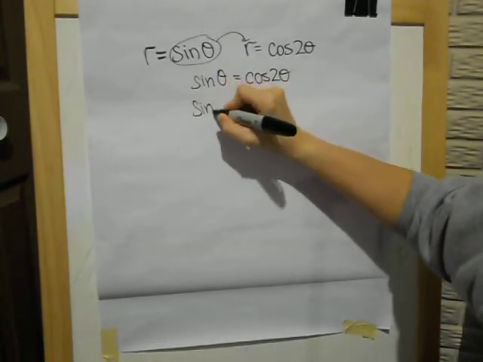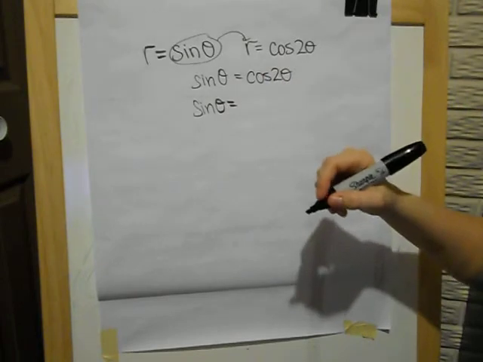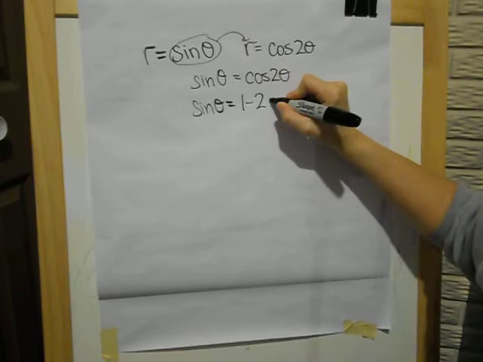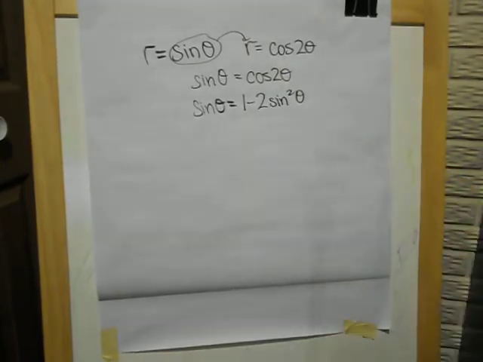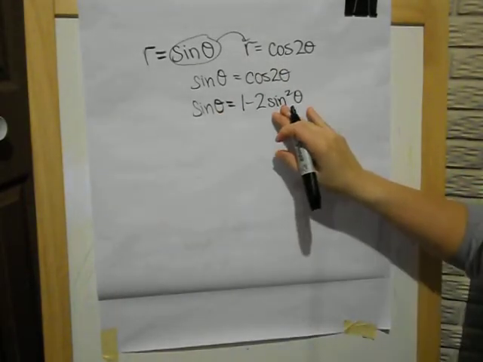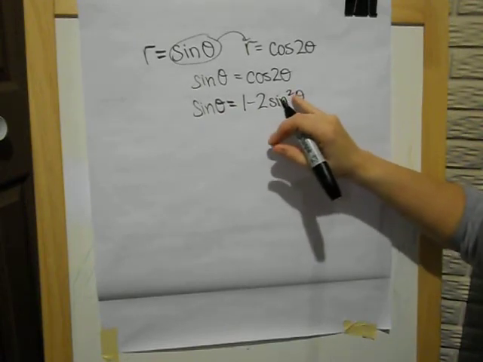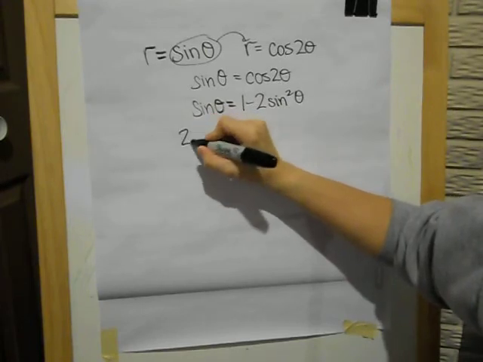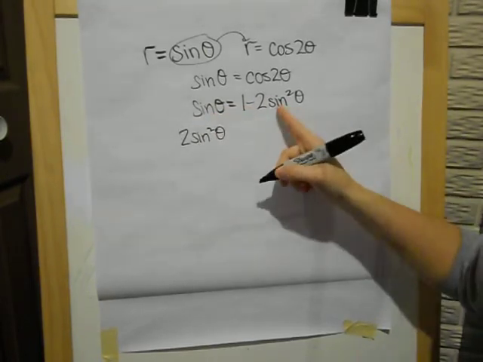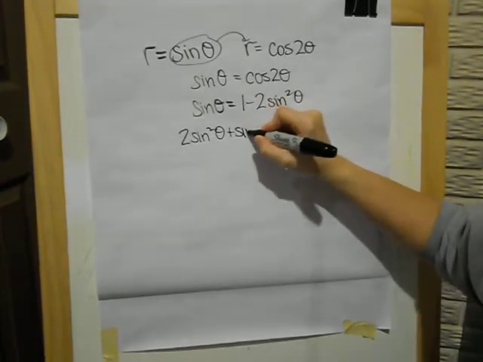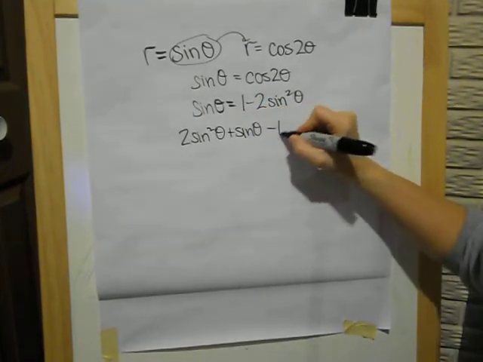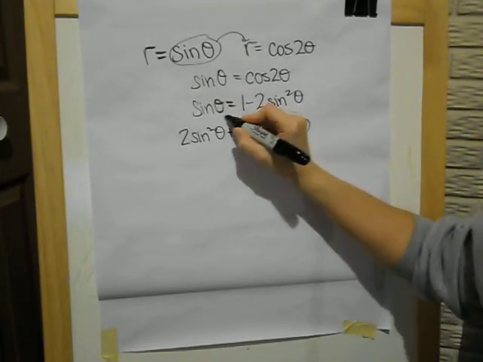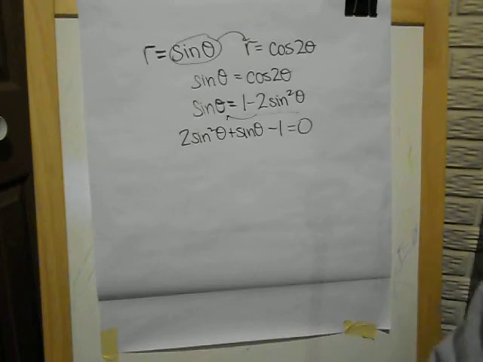Now there's 3 identities to choose from for the cosine of 2 theta, but I want to use the one that has sine in it. So that's 1 minus 2 sine squared theta. Now I've got all sines in the problem, and I recognize in this question, because of the squared, that I'm going to have to factor. So I'm going to move everything over to the left side. So positive 2 sine squared theta, so I'm going to add this term over. I've got a positive sine theta, and then I'm going to subtract the 1, equals 0. So I'm taking these terms and moving them over to the left side of the equation using addition and subtraction.